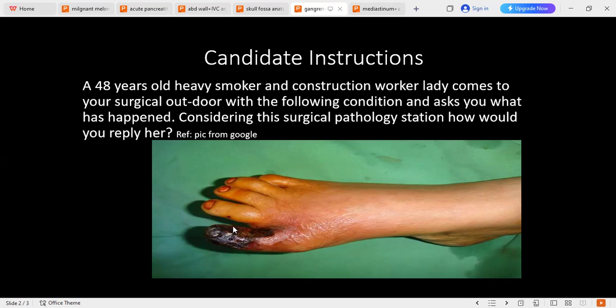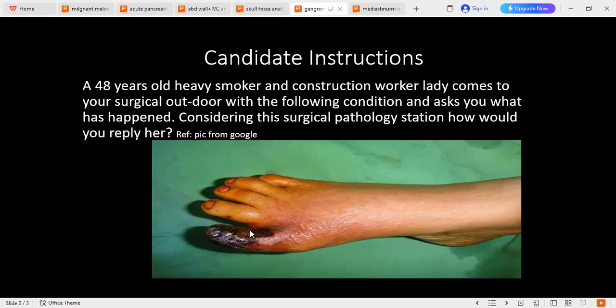What exactly is it? Right big toe gangrene. Okay, most likely dry gangrene. Please define the term gangrene first. Gangrene is acute ischemia of the organ or the limb, leading to necrosis of the tissue.